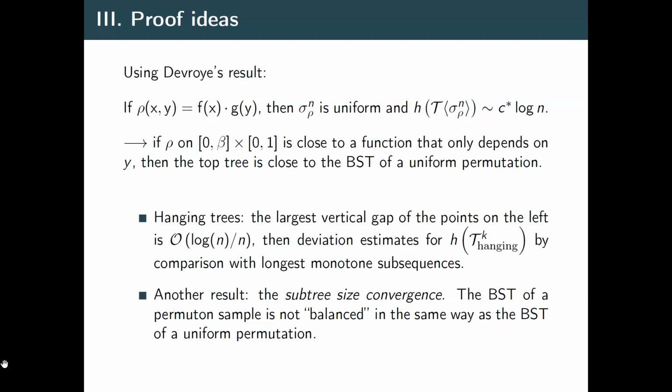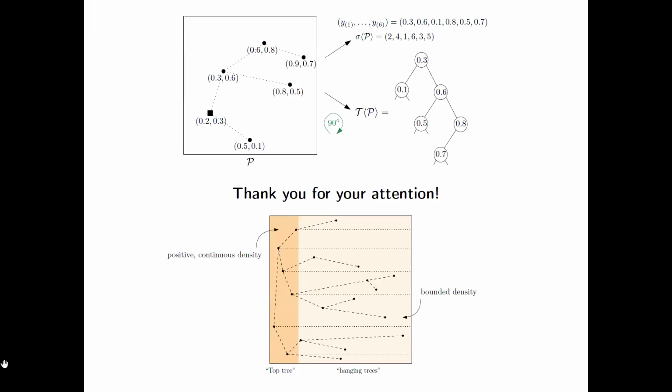It's not the case for permuton samples, and you can explicitly compute, this is called subtree size convergence, the distribution of the size of any given subtree in the BST of a permuton sample. And that's all I wanted to say.